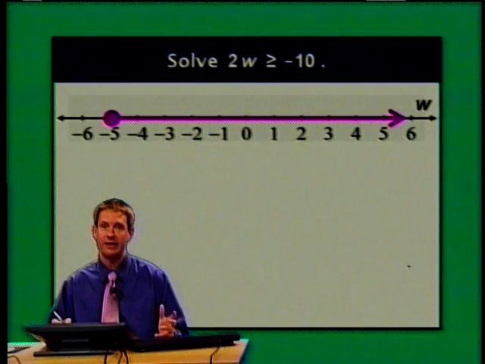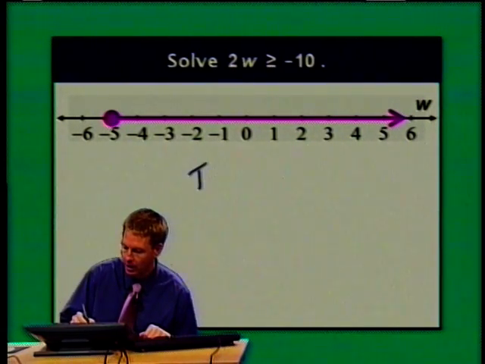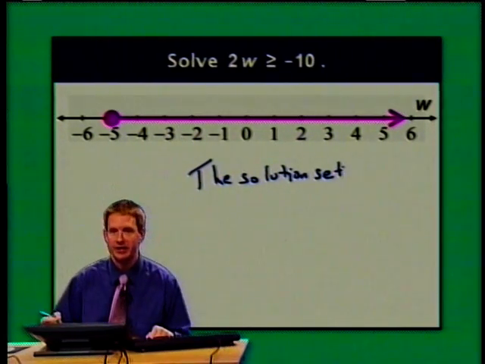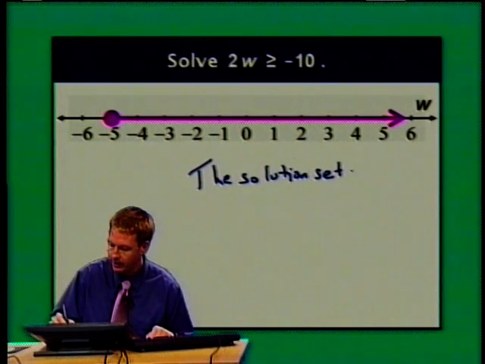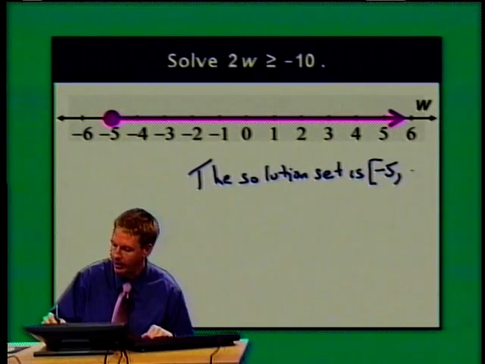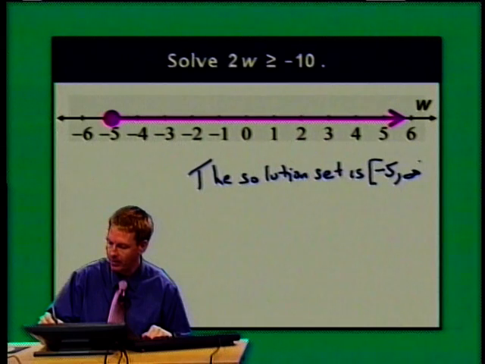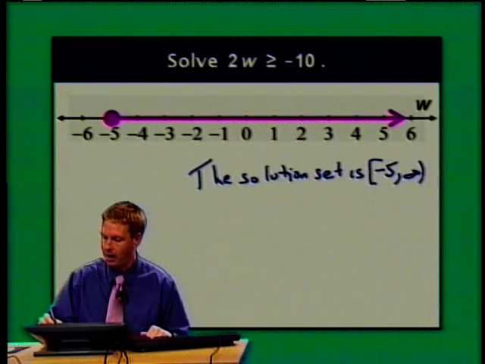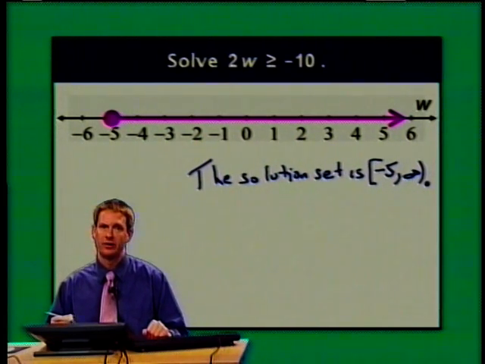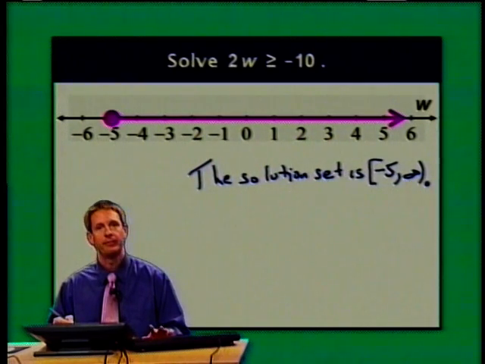So let's go ahead and state our solution set. The solution set, written in interval notation, the left-hand endpoint is negative 5, square bracket because we're including that endpoint. There is no right-hand endpoint, which I indicate with an infinity symbol followed by a rightward parenthesis. I could have chosen to write this solution set in set builder notation. I think I'll do that on the next example.